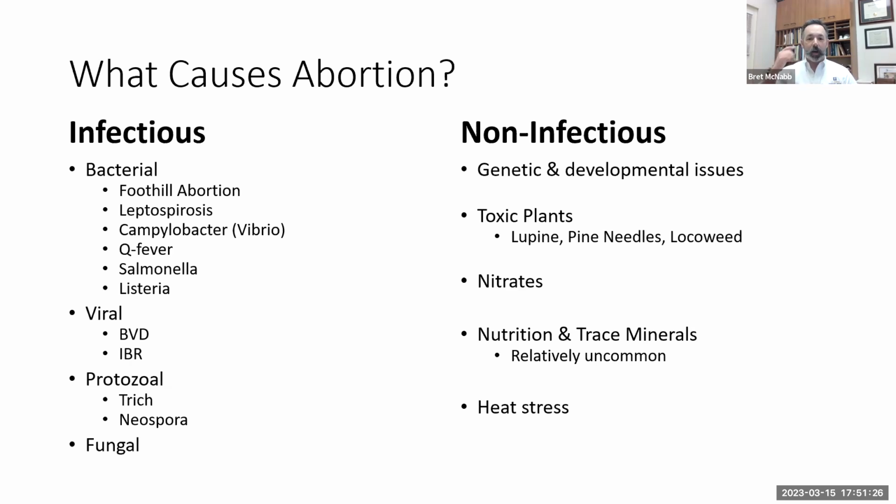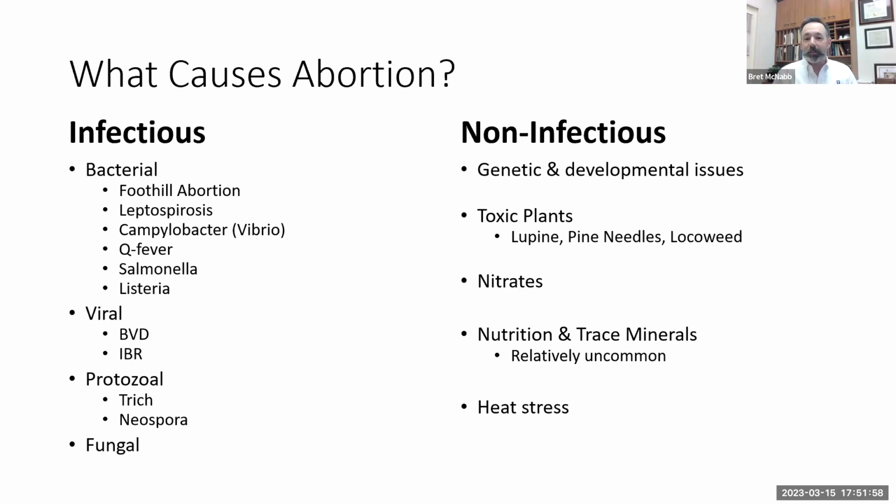On the non-infectious side, again, these can happen anywhere throughout pregnancy. We may see genetic or developmental issues. And again, the genetic and chromosomal abnormalities most commonly happen in that early embryonic period where we'll have those losses, and we may never even know that the cow was pregnant to begin with. Toxic plants like lupine, pine needles, locoweed, and a host of other toxic plants can certainly cause mid to late pregnancy abortions and calf abnormalities.